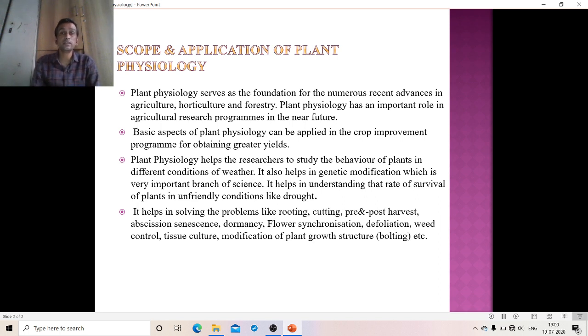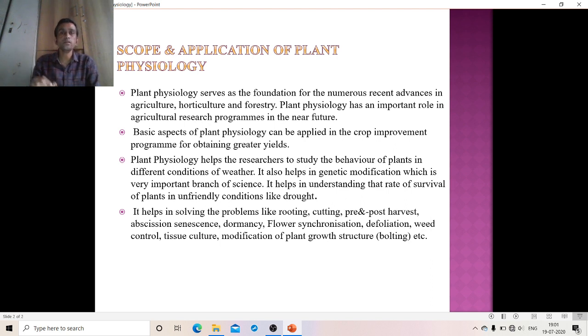Okay, this is one of the scopes of plant physiology. It also helps in genetic modification, which is a very important branch of science. We know different genetically modified plants in India, for example BT cotton. To develop the BT cotton plant, we know the physiology of that plant, then we change the genetic makeup of that particular plant. Nowadays, BT cotton is one of the genetically modified plants which is disease free. Means we know the physiology of the plant, then we go towards changing its genetic makeup, then develop a plant which has a high yield and is disease free.